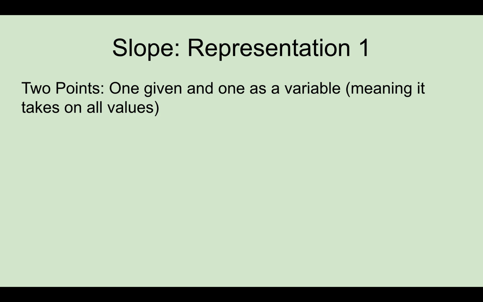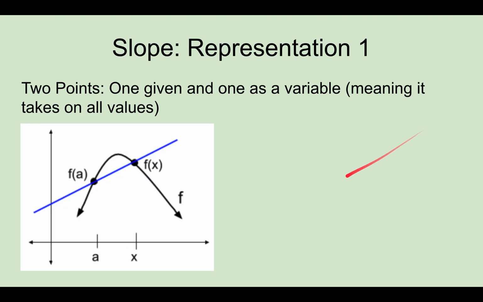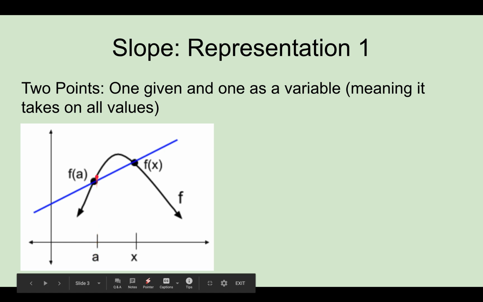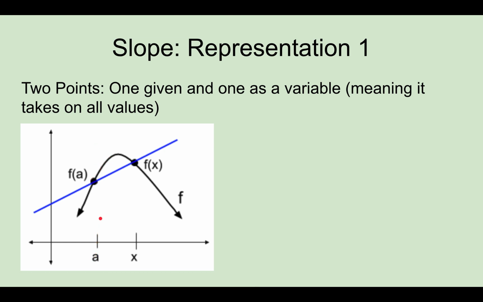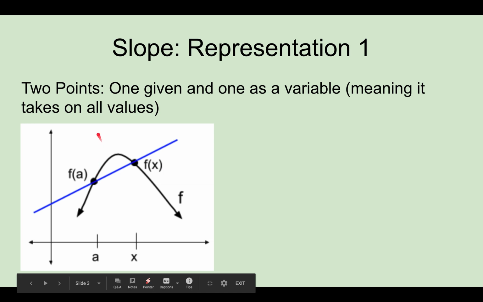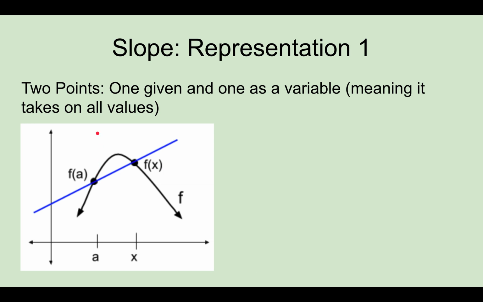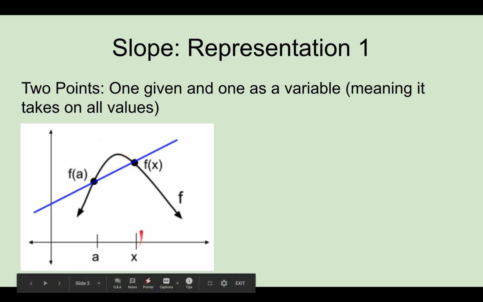So my first representation for slope is I'm given 2 points, right? And one of them is given just as a constant, the other is a variable. When I say that, I mean one of them would be given, so this is a constant a. In my problem here, maybe they tell me that x is 4, or x is 2, but somewhere they give me one of the x's. And then the other x I leave as just a variable, right?